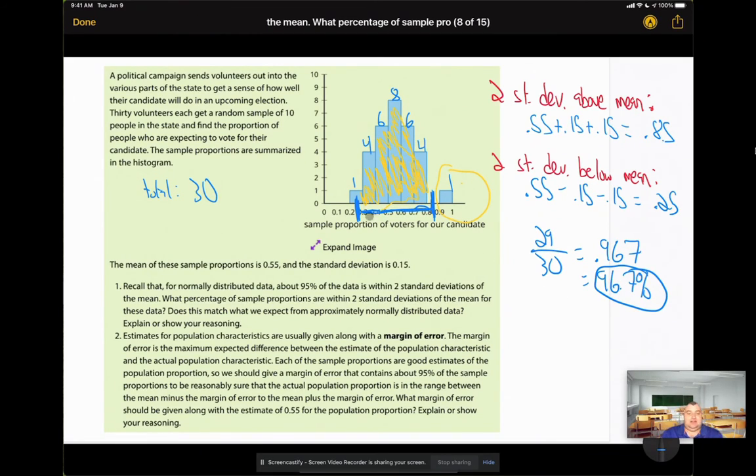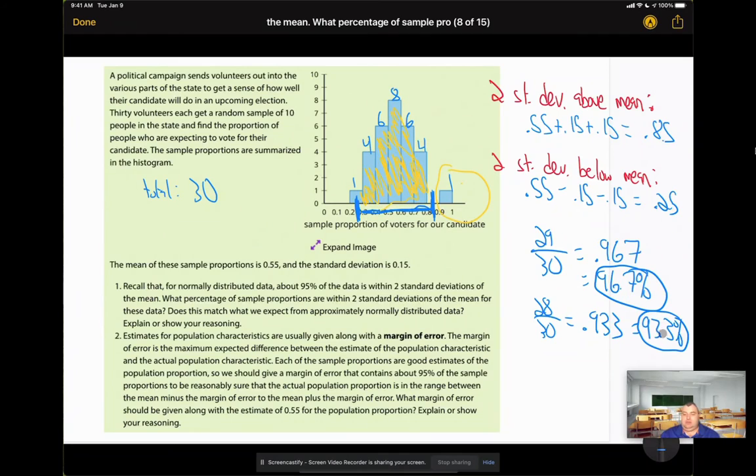Now, let's say we decided not to count this one right here. If we didn't count this one, it would be 28 out of 30. Again, I'm just going to calculate this using the calculator on my phone. I get 0.933, which is 93.3%. Either way, we would expect that 95% should be within 2.